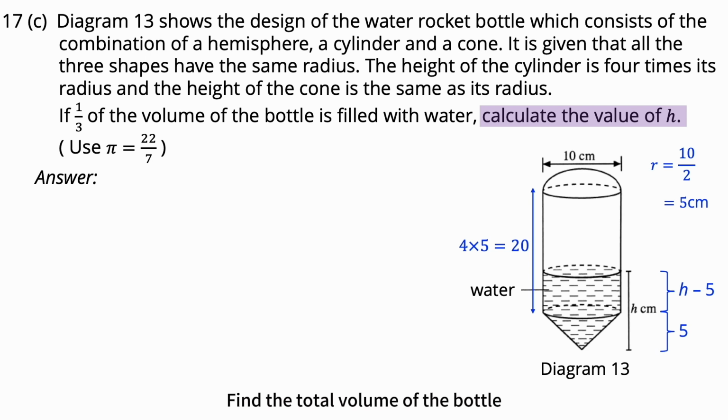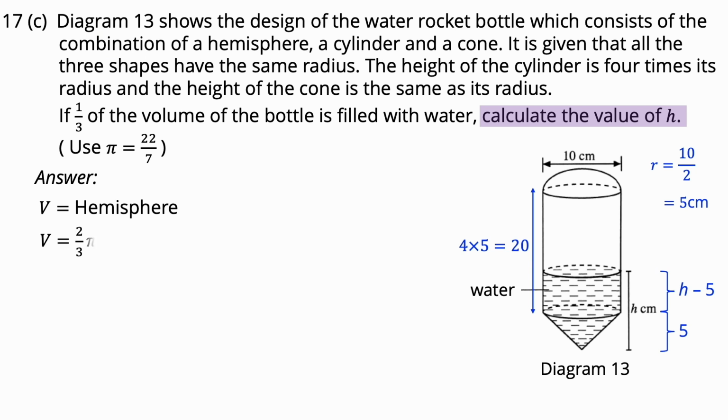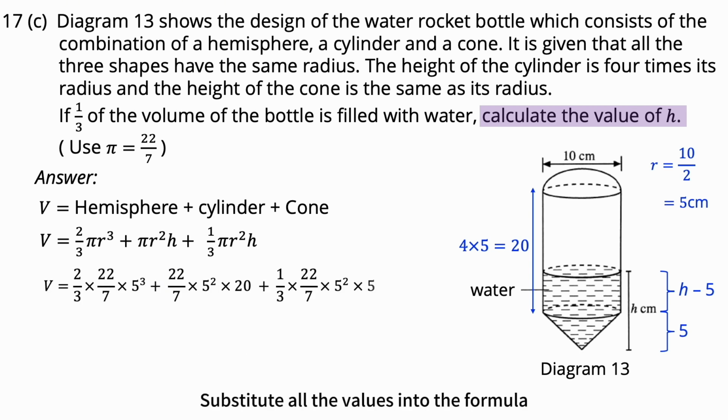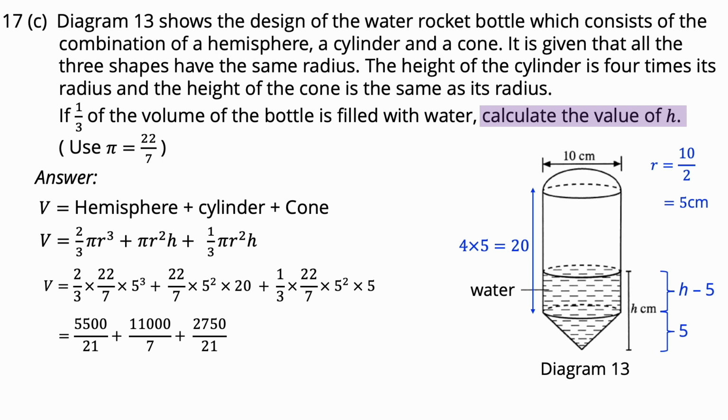Step 1. Find the total volume of the bottle. The volume of hemisphere, 2/3 πr³, plus the volume of cylinder, πr²h, plus the volume of cone, 1/3 πr²h. Radius equals 5. The height of the cylinder is 20, and the height of the cone is 5. Substitute all the values into the formula. Simplify to get the volume respectively. The total volume is 13,750 over 7.